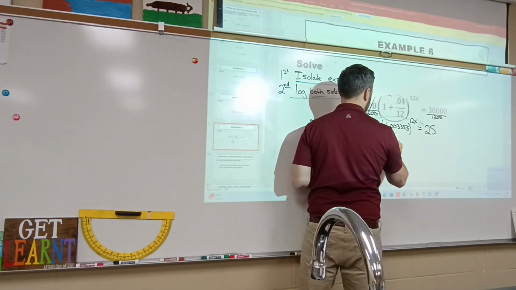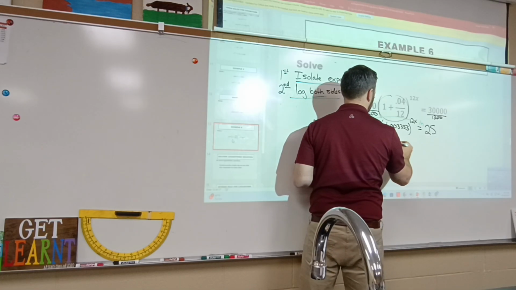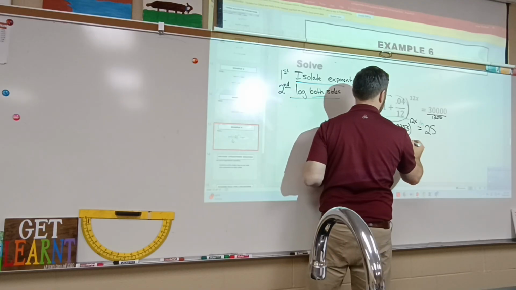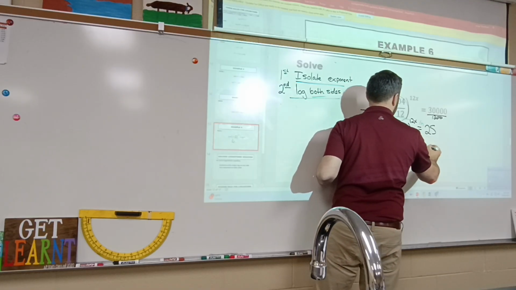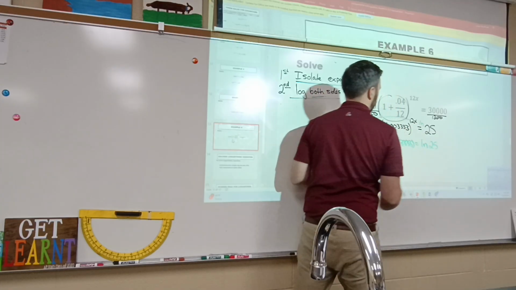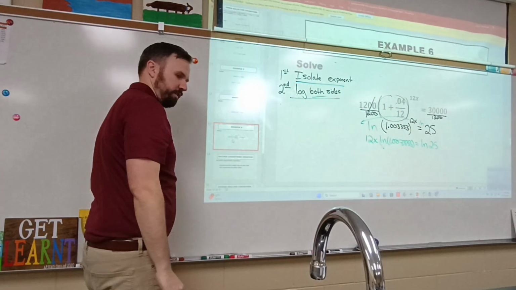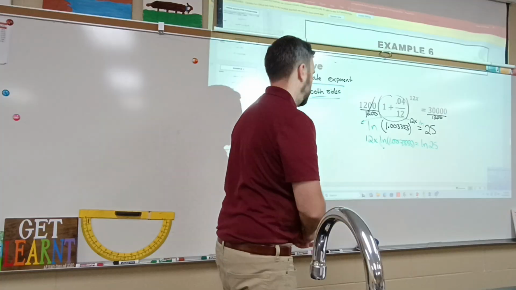times natural log. Oh, this marker's not easy to see. Okay, I'll switch to a different color.